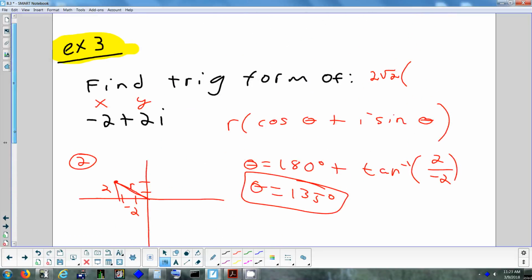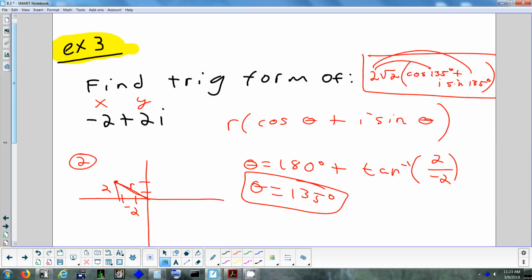So it's R cosine 135 plus I sine 135. That's the final answer. You don't do anything with that. Okay? If you did something with that, you would change it back. Like if you said, well, what if I take the cosine of 135 and distribute what's on the outside? Don't do it. If you do, you're going to get this.